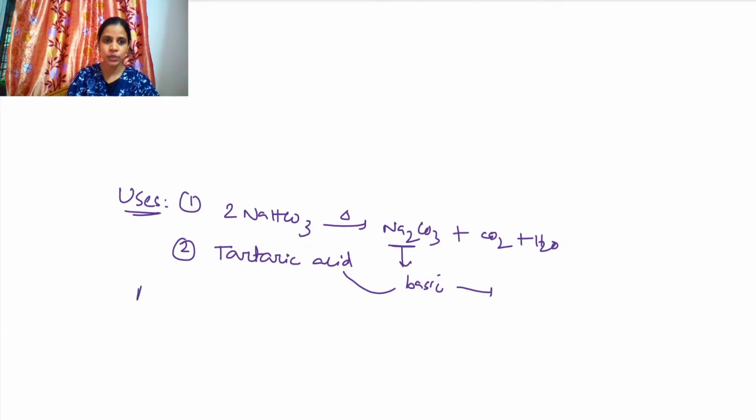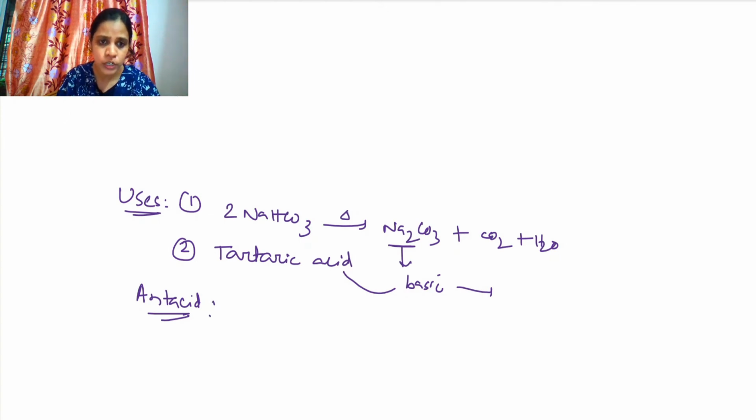Another use, it is used as an antacid. You know, acidity in the stomach is caused by the formation of excess HCl. So excess secretion of HCl in our stomach causes acidity. So how can we get relief from this acidity? If we take an antacid, one common component of antacid is sodium hydrogen carbonate.